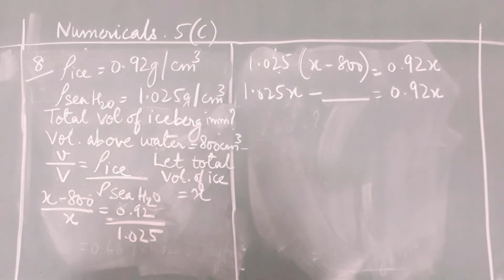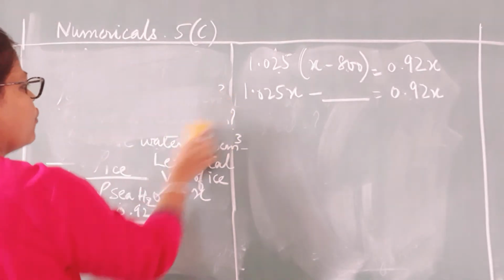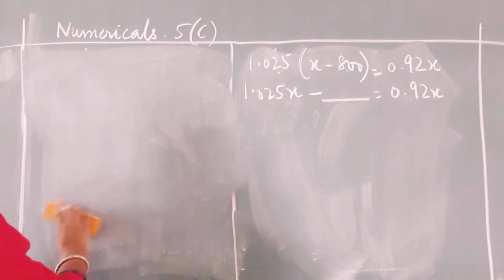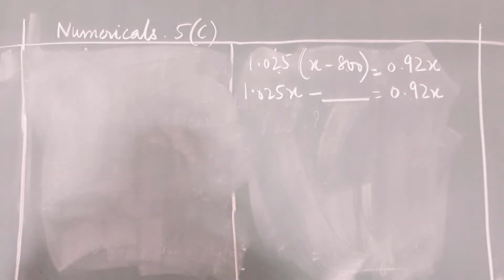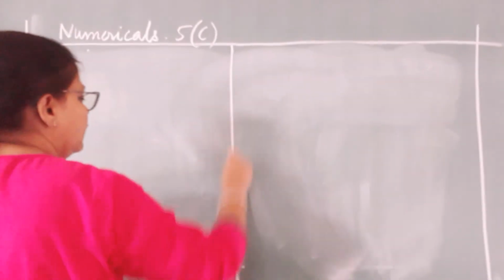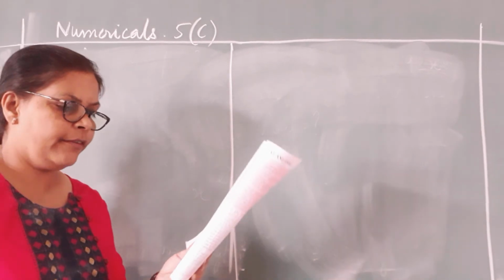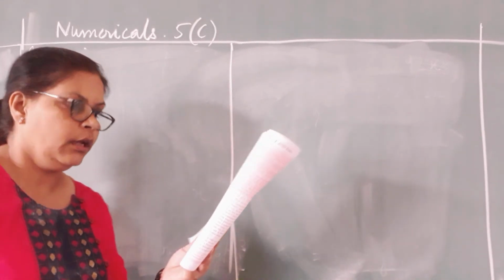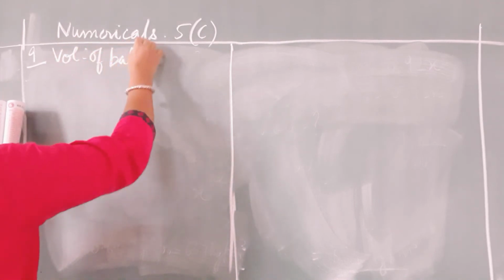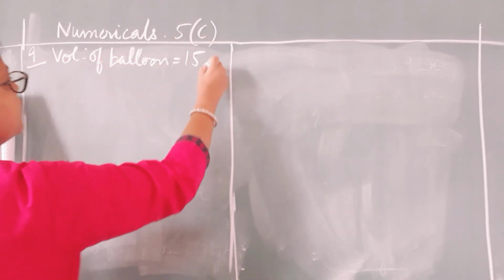Now I am going to the 9th question. The 9th question is a slightly long question because it has got many subparts. So I am going to do it for you one after the other, all the parts. The 9th question. In the 9th question, it has been given a weather forecasting plastic balloon. So the volume of the balloon is given to be 15 cubic meter.